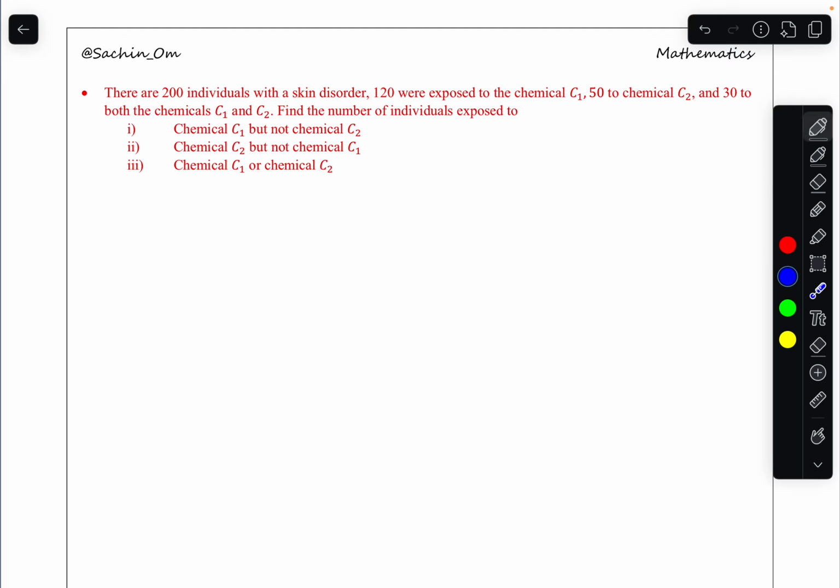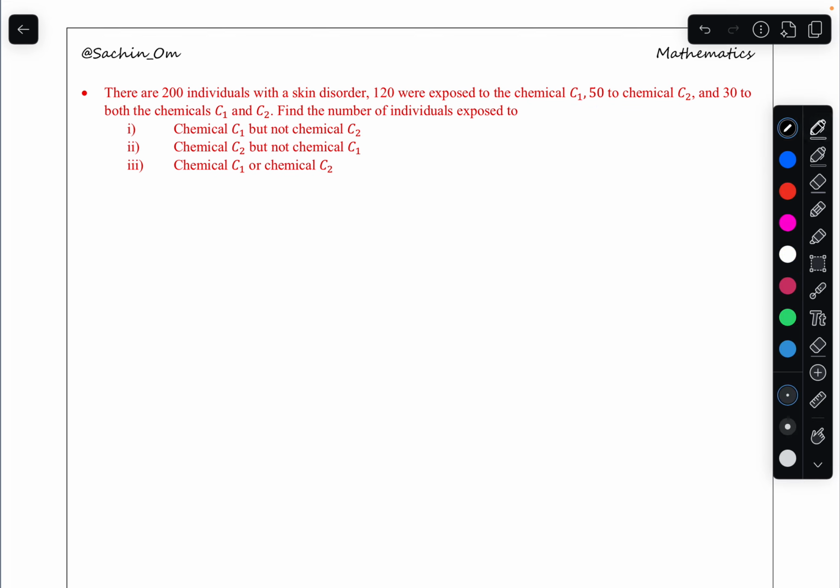The question gives us that there are 200 individuals with a skin disorder. There are 120 people who were exposed to the chemical C1. There are 50 people who were exposed to the chemical C2. 30 were exposed to both of these chemicals.